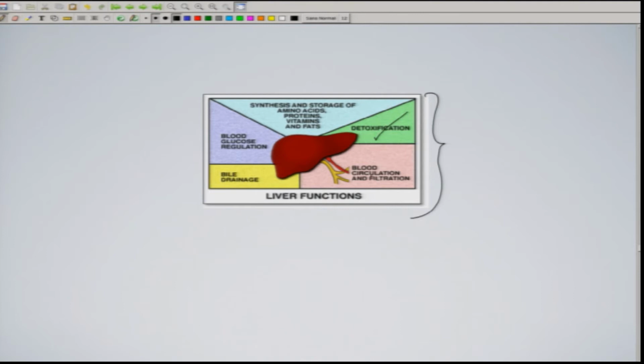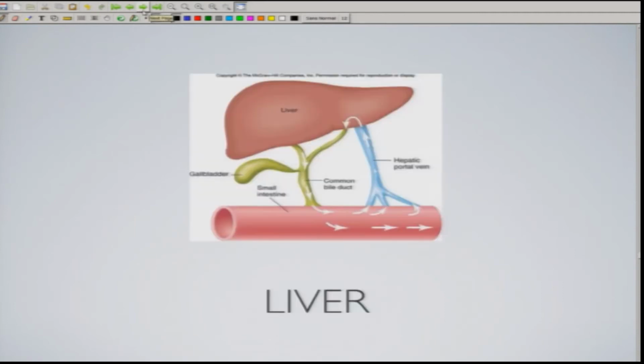detoxification, blood glucose regulation, bile drainage and synthesis, and storage of amino acids, protein, vitamins and fats. This is called the hepatic portal vein. This is where the liver is cross-talking with the blood vessels.